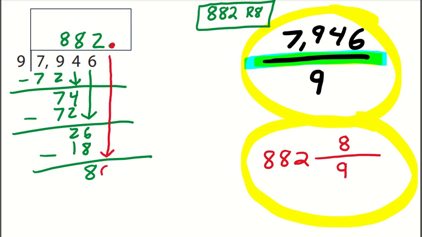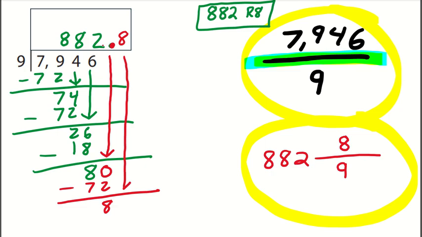And now we have 80. And we know that 9 will go into 80. Let's see, 9 times 9 is 81, so I guess it's 9 times 8, which is 72. And then 72 from 80 is going to be 8. And it looks like we're going to have a repeating number, because if we bring down another 0, we're just going to have 80 again, which means our answer is 882.8, repeating.